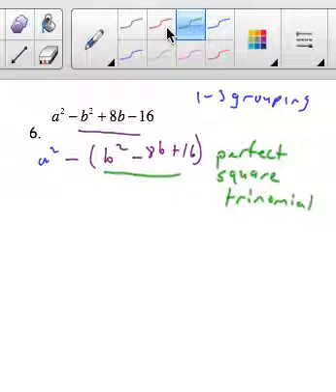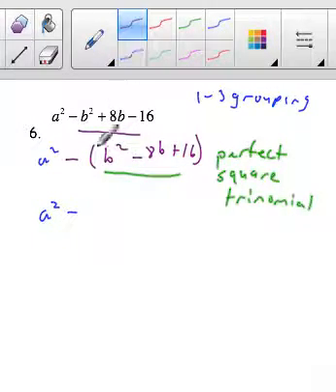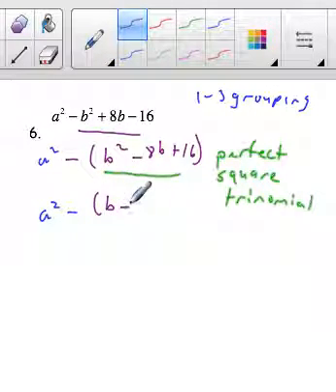If you don't see it as a perfect square trinomial, you can always factor this by looking for two numbers that multiply to 16 and add to negative 8. So that perfect square trinomial is going to factor as a squared minus, this factors as b minus 4 quantity squared.